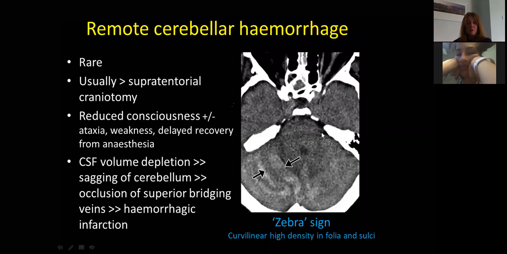The other thing I'm going to mention is this thing called remote cerebellar hemorrhage. I've never seen it. You guys probably will have. It's rare. It's usually when you've had a craniotomy supratentorially, and these patients are pretty unwell, and it's because they end up with depletion of CSF, their cerebellum starts to sag, the bridging veins then become occluded, and you get what is called hemorrhagic infarction. So you get this zebra sign. This is acute, hyperdense blood in the cerebellar foliae, the zebra sign.